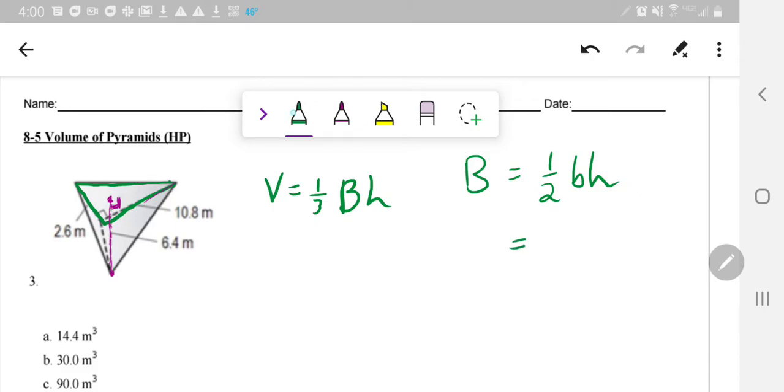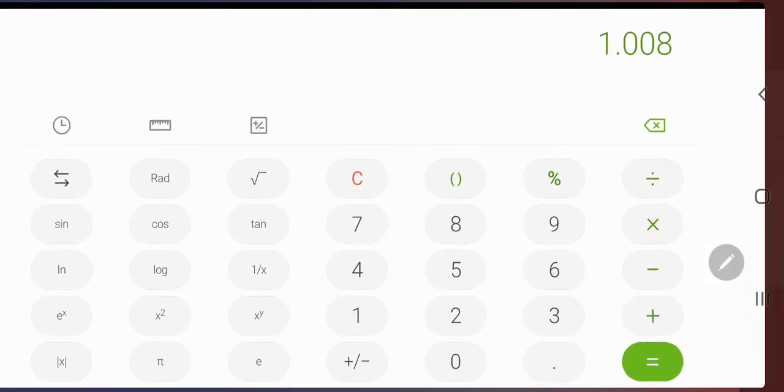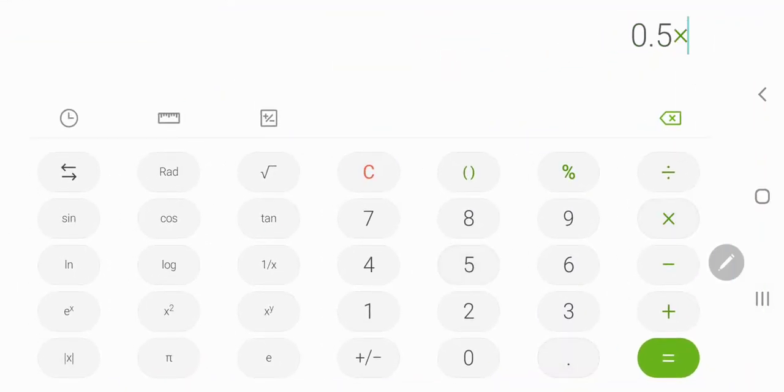The base and height, now there's another right angle here, which says that this is the base and height of that triangle. So we have 1/2 times 2.6 times 10.8.